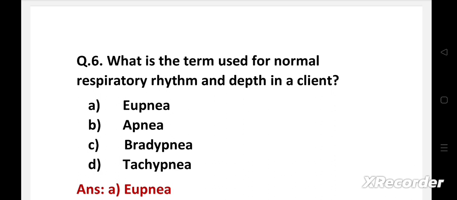Eupnea is normal, good, unlabored ventilation, sometimes known as quiet breathing or resting respiratory rate.